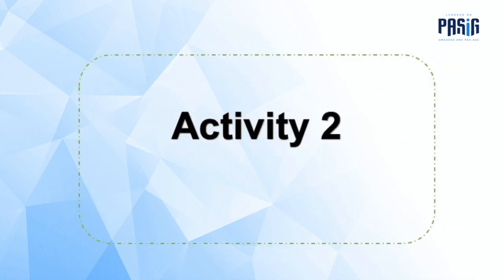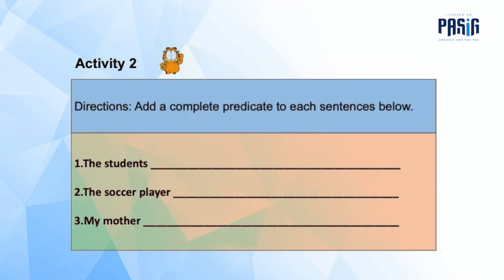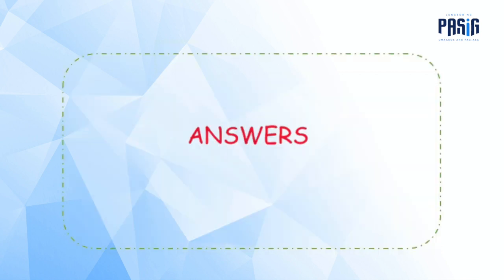Now, let us proceed to activity number 2. Add a complete predicate to each sentence below. Number 1, the students. Number 2, the soccer player. And number 3, my mother. Take note that your answers may vary. Now, let us check the given answers.